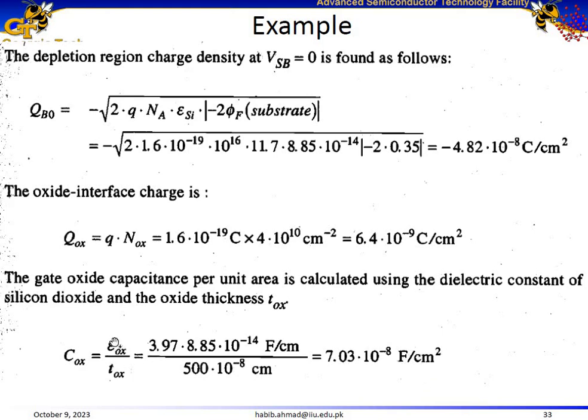We know for a parallel plate capacitor it would be epsilon times the area of the parallel plates divided by the distance between the two plates. But here we are calculating capacitance per unit area, so we don't multiply it with the area. The relative permittivity for silicon dioxide is 3.97, multiplied with the permittivity of free space, divided by the thickness of oxide, which is given, converted into centimeters. So now we have capacitance per unit area as well.